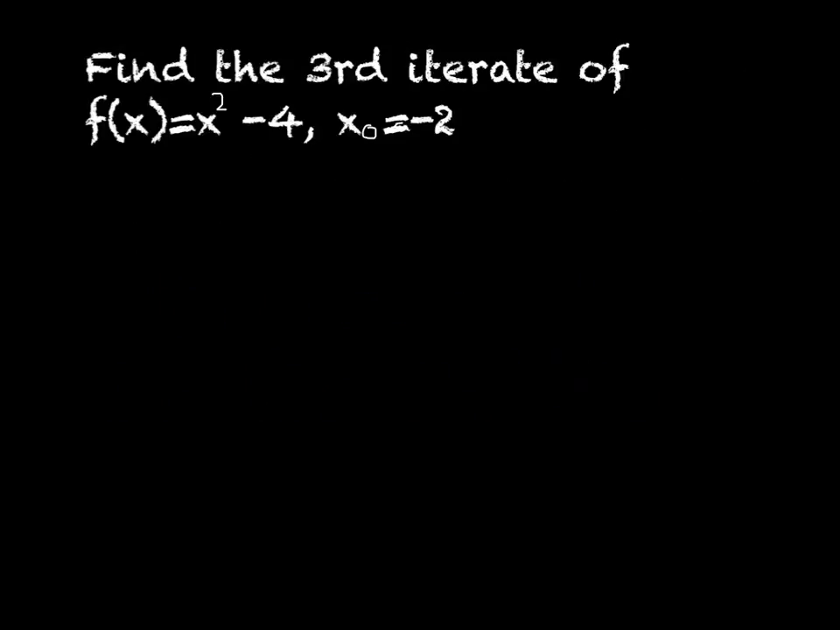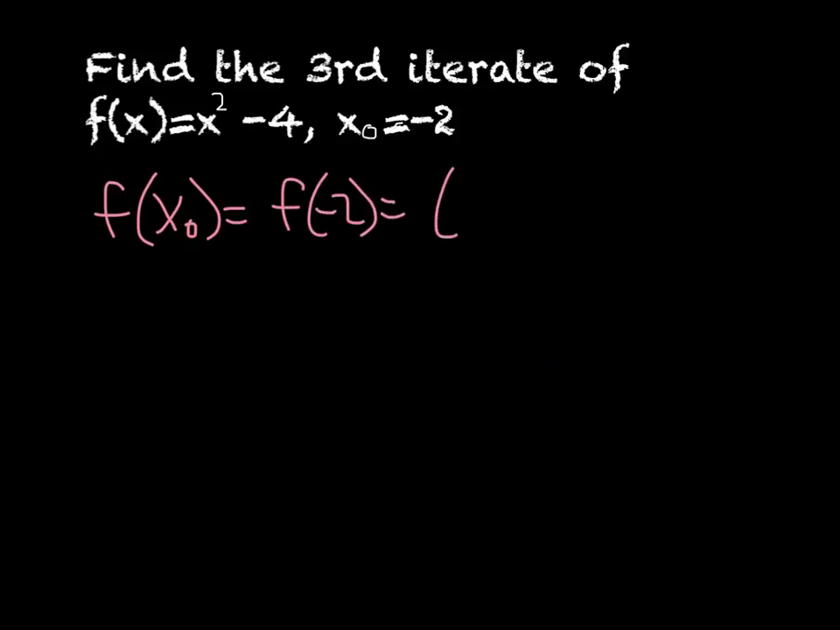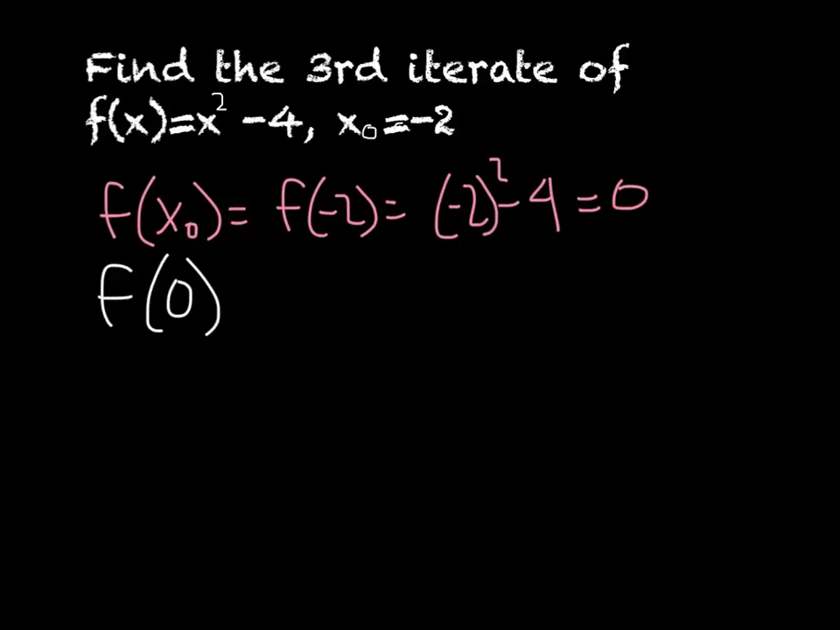Find the third iterate of f of x equals x squared minus 4, x0 equals negative 2. So first, we can just plug in f of x0. So that'll give us negative 2 squared minus 4, or 0. Now we're going to take this 0 and plug it in. f of 0 equals 0 squared minus 4, or negative 4.